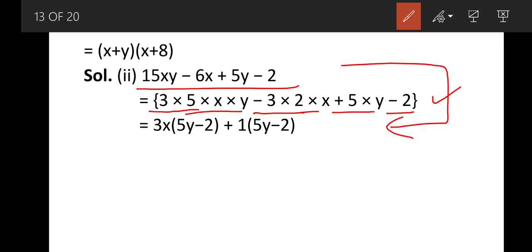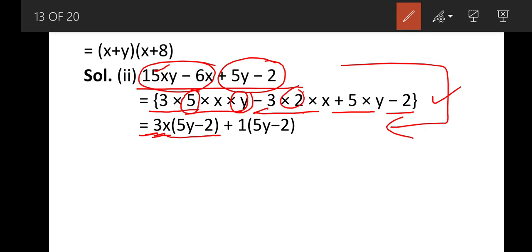So what I have done, I have taken the group of these 2 terms and these two terms are under one group. So 3 I have taken common, x I have taken common. So out of 15 and 6, what is the common factor of 15 and 6? 3 I have written outside. X, y and y, x, what I can take common? X. So what will be left inside the bracket? 5y minus 2. Here also you can see 5y minus 2. This minus sign also.